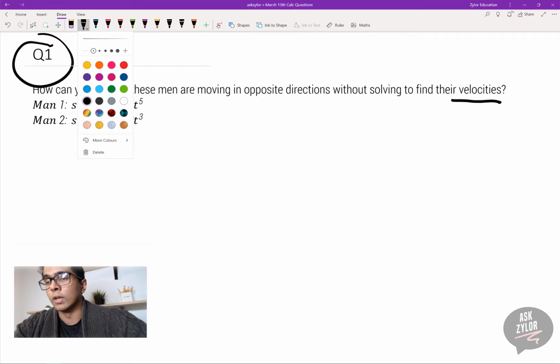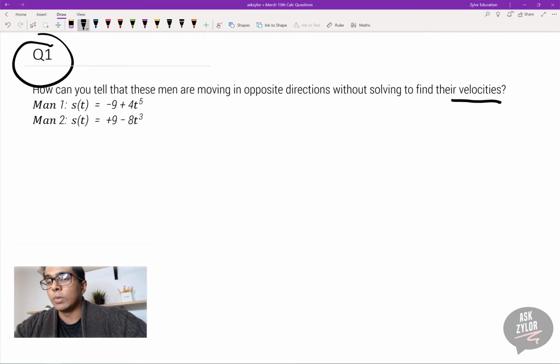So we know what their velocities can be because we can find the derivative of these position functions, and then we can find their velocities and see if they're moving in opposite directions. But this question is telling us we can't solve to find their velocities. We have to solve it in another way. So what we can do is look at what my highest exponent is in each function. So I have 5 and 3.